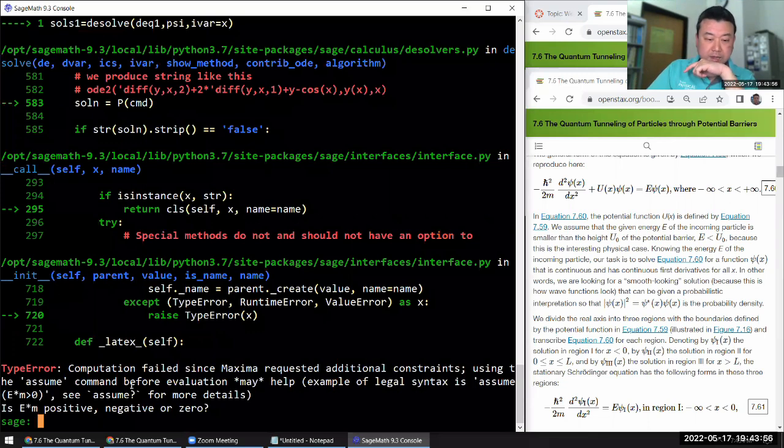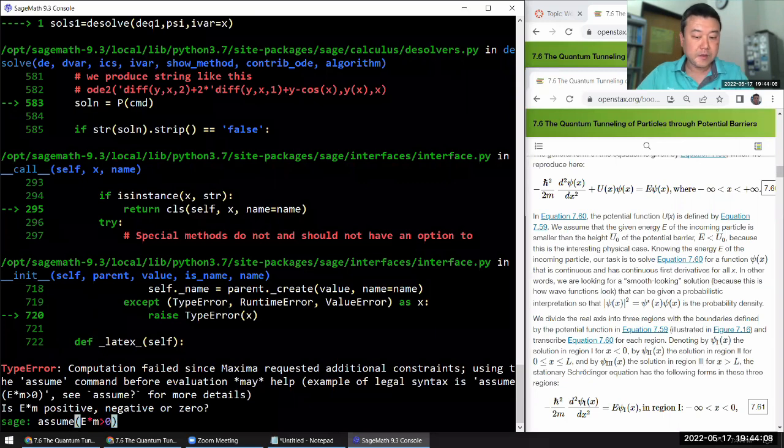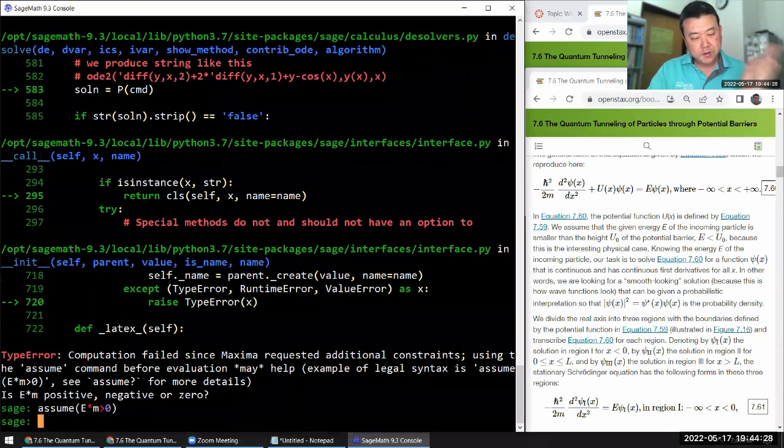So it's asking for some of the assumptions. For example, is energy times mass positive, negative? Yeah, that's going to be positive. So let's say assume E times M is greater than 0. That's the syntax. This is one of the failings of computer algebra systems, which is that they tend to treat all the quantities as super general. It's treating E and M as if they could be complex coefficients. I know they are positive, so I'm telling the computer algebra system to assume this product is positive.